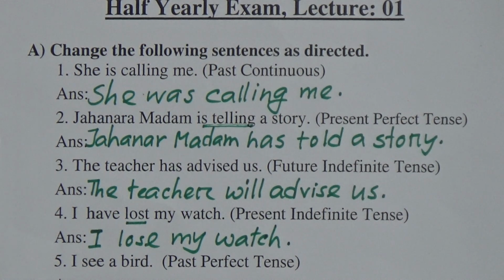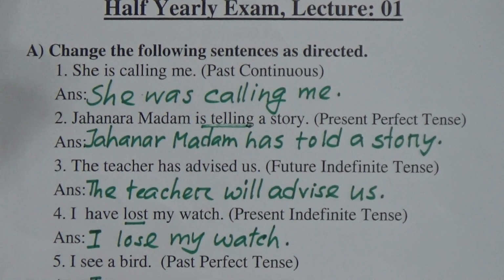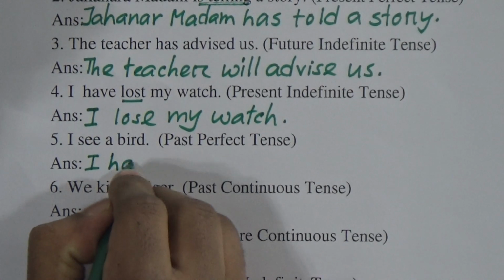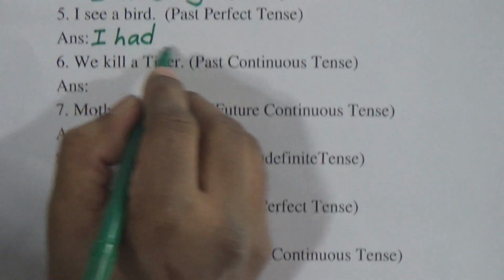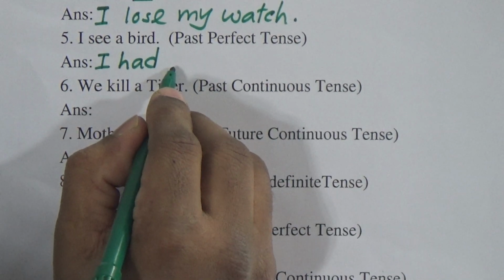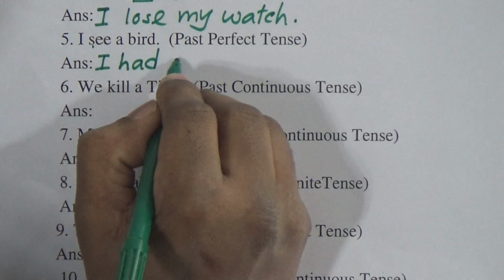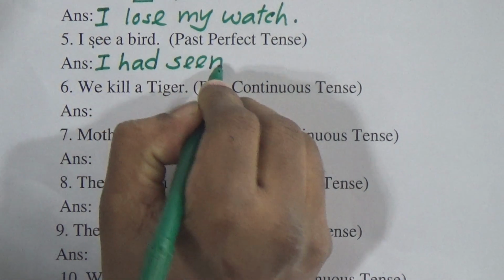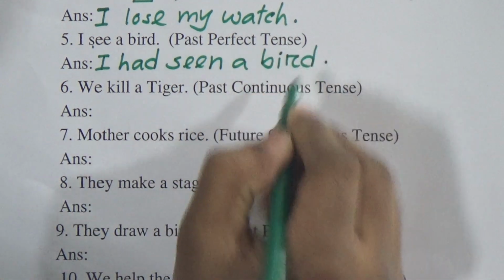Number 5. I see a bird. This is present indefinite tense. We have to make it past perfect tense. So in past perfect tense, what comes first? Subject. After the subject, we have to put had. I had. And after had, what will happen? We have to put the past participle of the main verb. See is the main verb. See, saw, seen. So I had seen a bird.